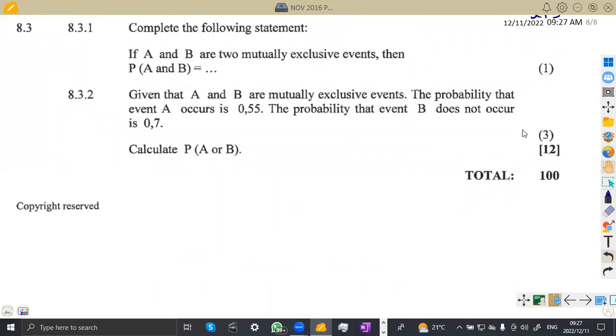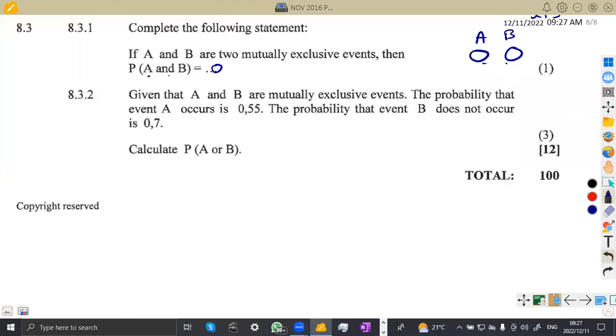8.3.1, complete the following statement. If A and B are 2 mutually exclusive events, mutually exclusive, they are separate sets, A and B. The probability of A and B is equal to what? As you can see, they are separate, so there is nothing that we have on the intersection, so that's a 0.